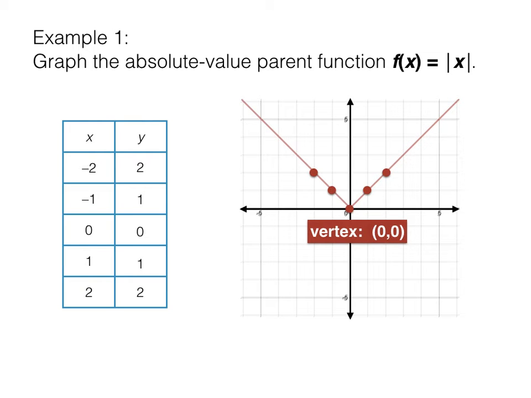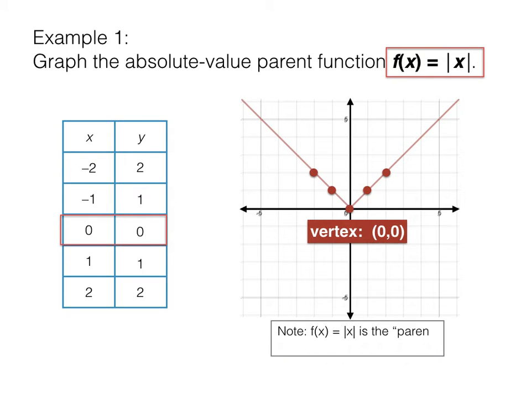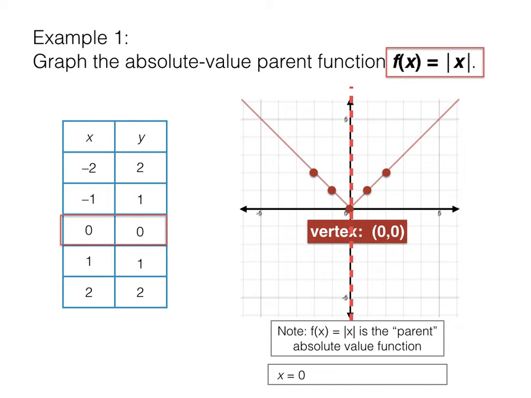It'll be nice to see where it is found in the table of values, and where it is found in the equation itself. So these are things that we'll be looking at in this video. Please keep in mind that f of x equals the absolute value of x is called the parent absolute value function. And we're going to be comparing other graphs to this original function. There is a line of symmetry right here, the y-axis. X equals 0 is the axis of symmetry.